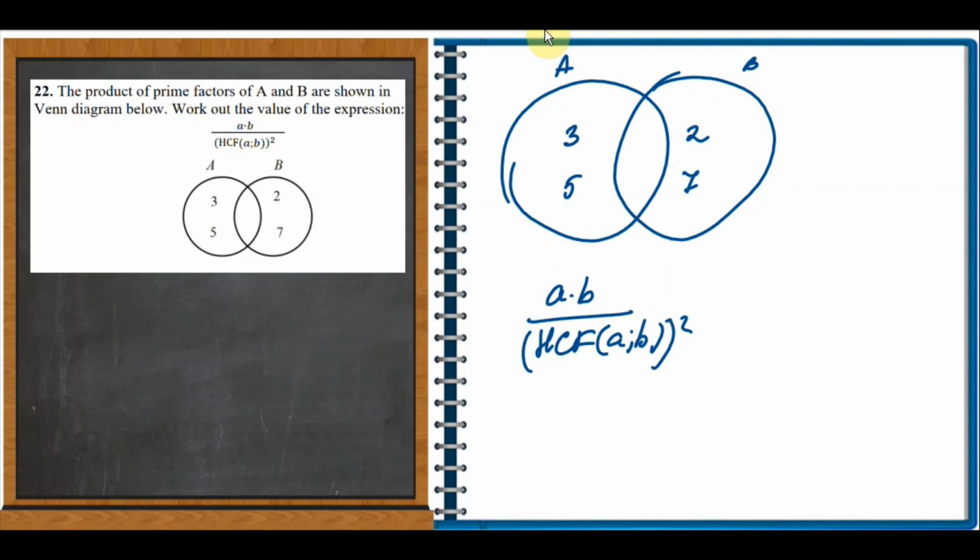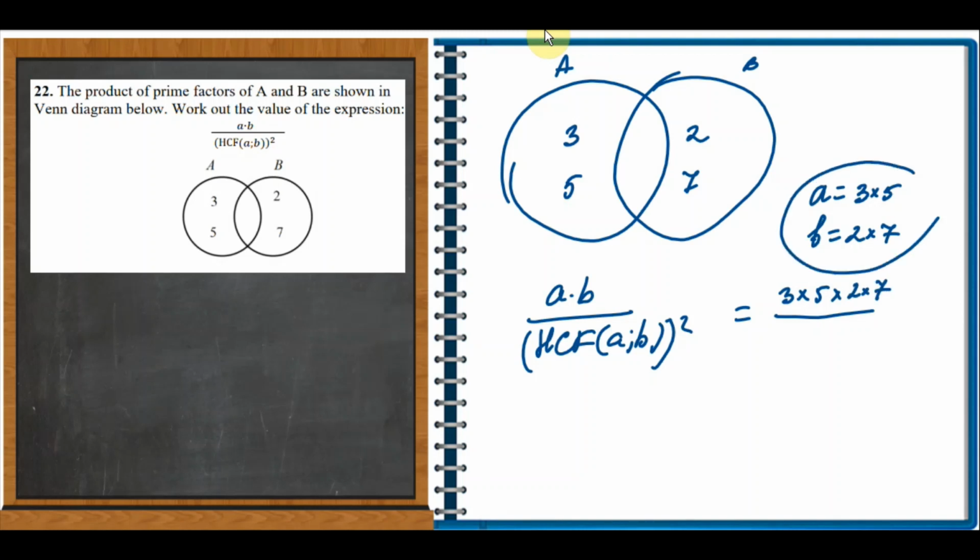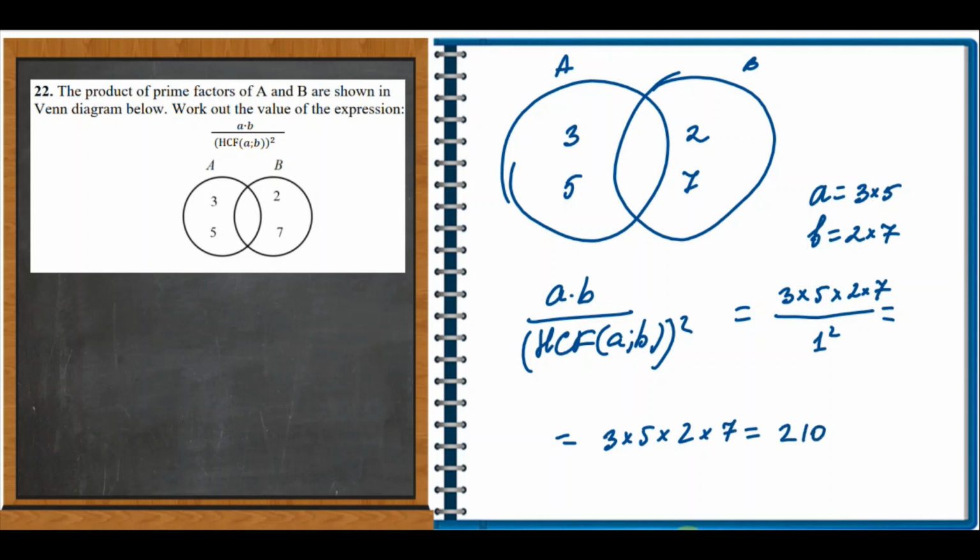Now, what is our A? Let's write. It's 3 times 5. And what is B? It's 2 times 7. What's A multiplied by B? It's 3 times 5 times 2 times 7. Now, what is HCF? As you see, here we don't have any common factor. If we had, we would take them and multiply them, but we don't have anything. It means that HCF will be just 1. So 1 squared is just 1. Now, the answer will be 3 times 5 times 2 times 7, which is 210. So that's the correct answer.